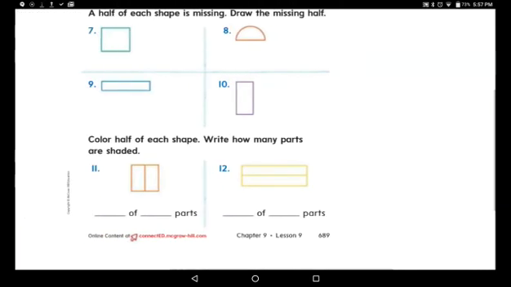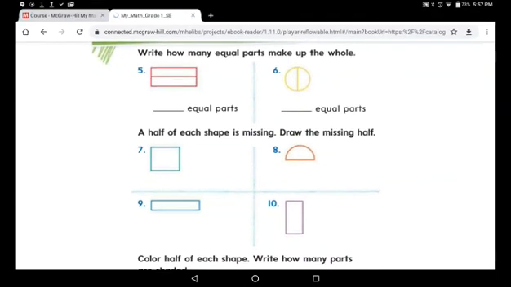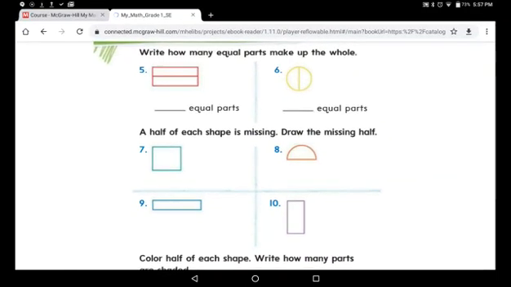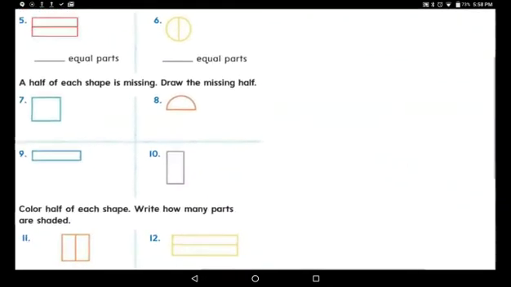I want you to solve this page alone, okay? Let your mommy read the question for you. And I tell you what? I know you can read it alone. You're super smart. Let's go to the next.